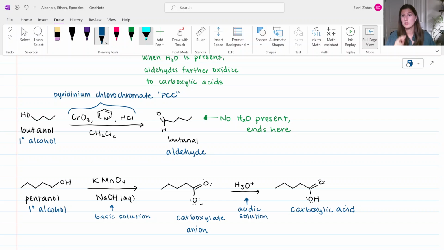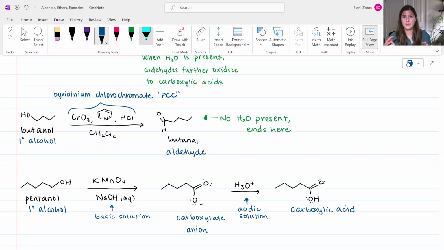So this has to occur in 2 different steps, because we need basic solution for the first step and we need acidic solution for the second step. If we were to add the acid and base together, they would react with each other and not produce the products that we are hoping for.